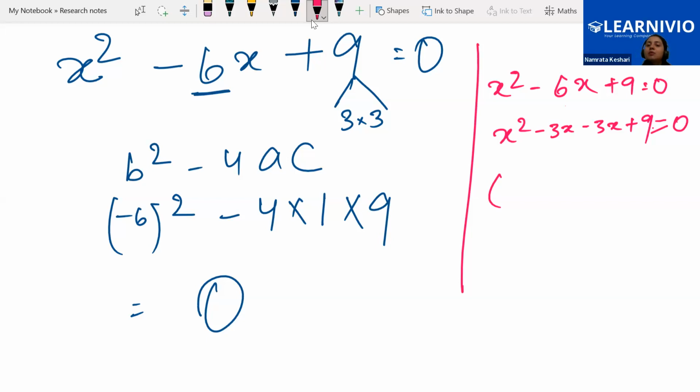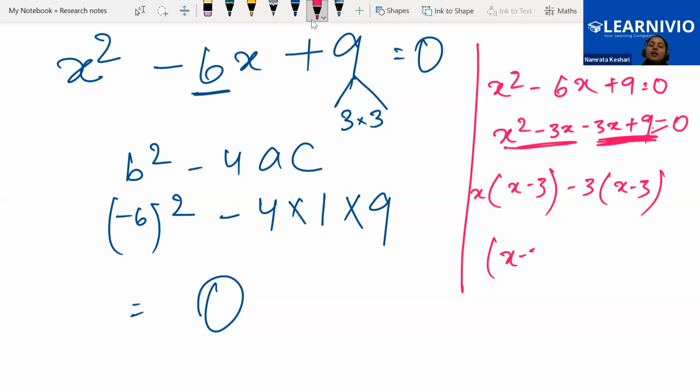You will be taking the common factor from the first two. X is common, x minus 3. Take the common factor from the next two. Minus 3 is common, x minus 3. So can you see we got x minus 3, x minus 3. What is the value of x? Alvina, Abdul, Noah. What is the value of x?